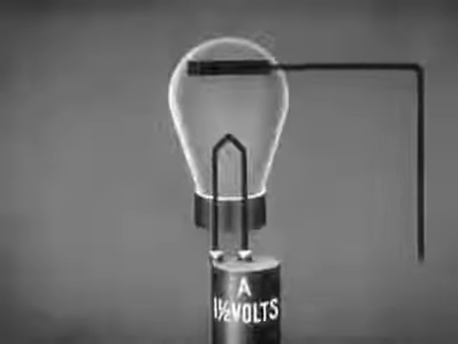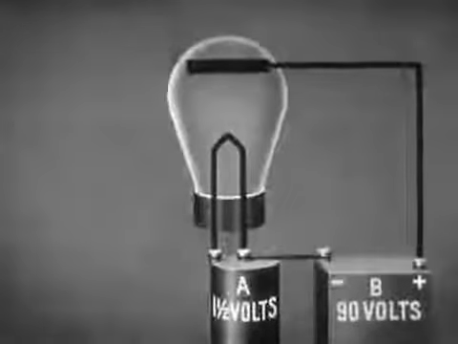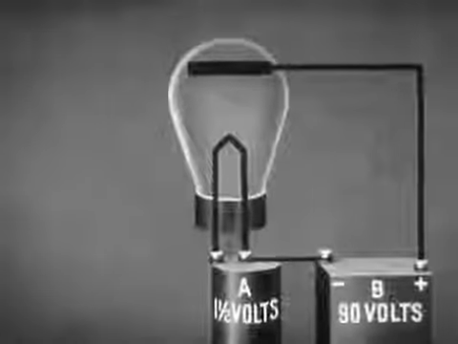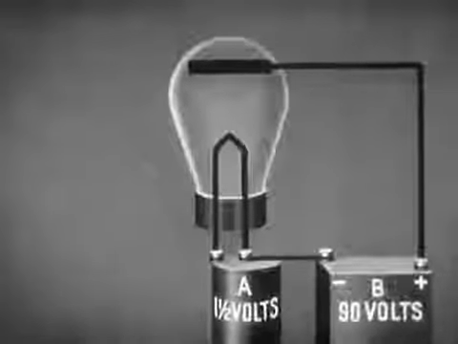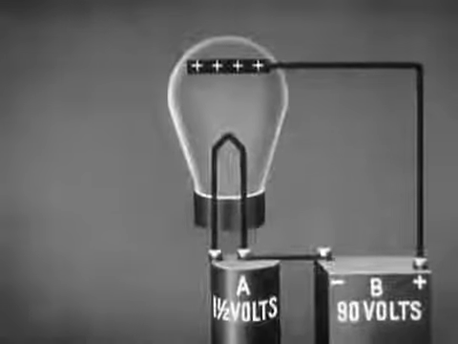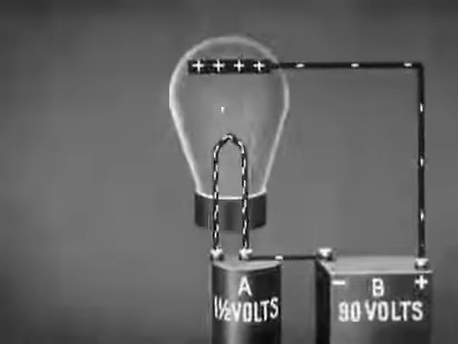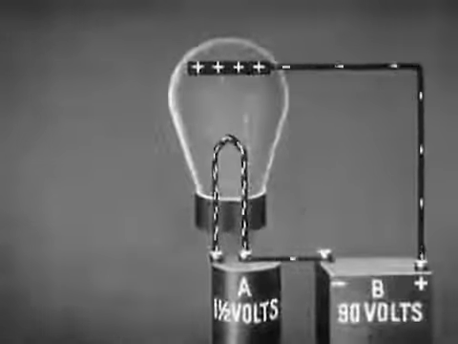Surrounding the filament. The plate is connected to the positive side of a high voltage battery. Since the plate has a positive charge with respect to the filament, electrons are attracted to the plate.